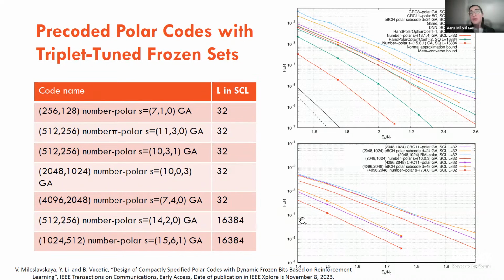Here is the picture for codes of length 2,000. The red curve is the proposed solution. And for 4,000, this red curve is the proposed solution. And here are the values of those integer parameters found. So they are all relatively similar to each other.